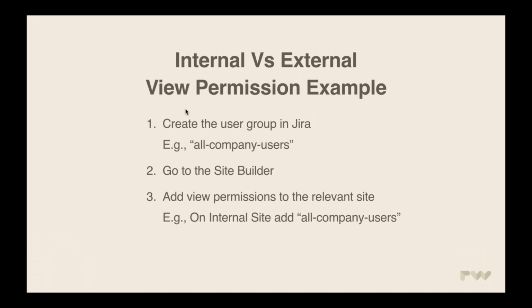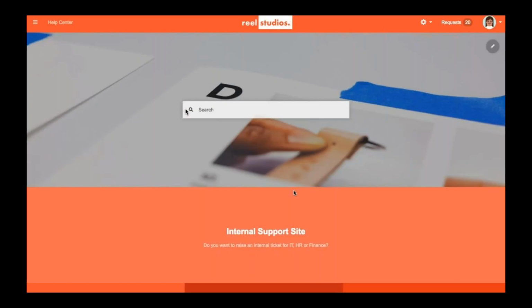And here are the step-by-step instructions. First you would create the user group in Jira. In this case, it would be all company users. Then you go into the site builder that I showed you before. You add your view permissions to the relevant site. So we would open up the edit icon, in this case, on the internal site and add all company users. I'm going to show you now how we do that.